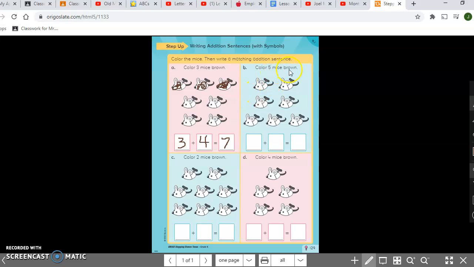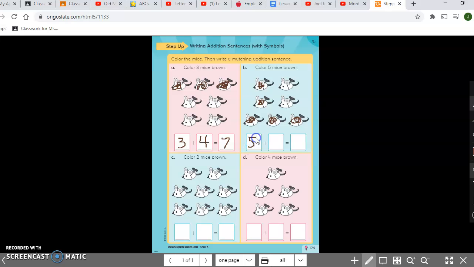Color 5 mice brown. Again, if you don't have brown, you can use a different color. I'm going to not go the way that I did before. I'm going to do it this way. Because as we remember, if we count one way or the other way, it's always the same number. So, for instance, I just color 5 mice brown, and if I count them this way, 1, 2, 3, 4, 5, it's 5, and if I count them this way, 1, 2, 3, 4, 5, it's still 5. It's always the same number, no matter which way you count them. Okay? So we've colored 5 mice brown, so I'm going to put that in the first box.